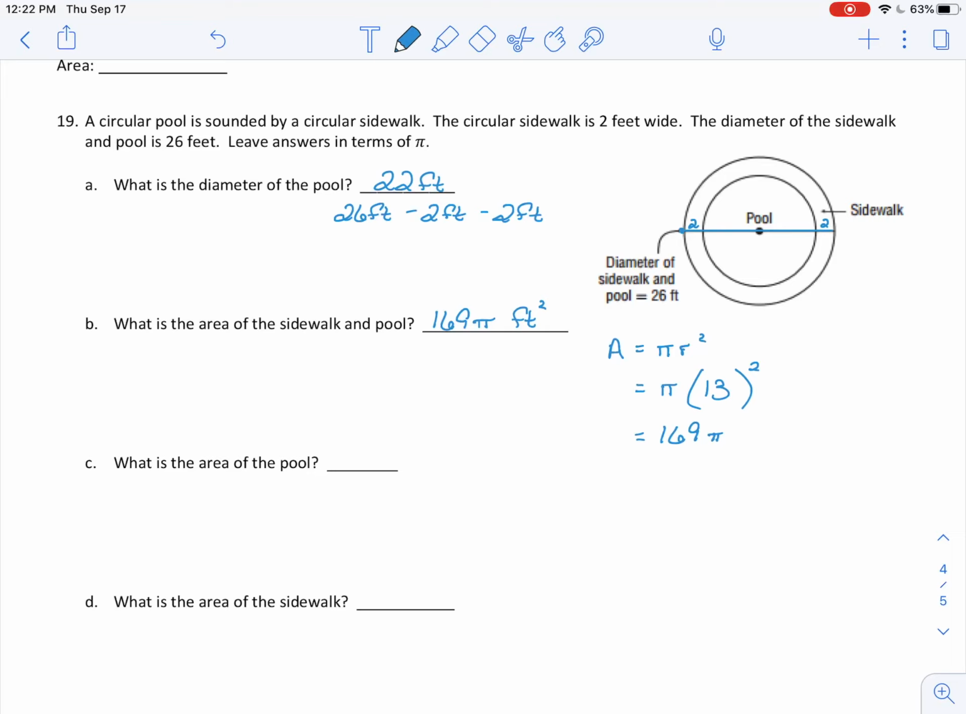So if I want just the area of the pool, let's say I'm trying to buy a pool cover and I need to know, well, what's the surface that I'm going to cover with my pool cover? Well, it's still a circle, so we're still going to use pi r squared, but now I want the radius of just the pool. If the diameter of just the pool is 22, then the radius of just the pool is 11. Again, in terms of pi, so as long as you can do 11 times 11, you shouldn't need a calculator. 121 pi square feet is the area of the pool.